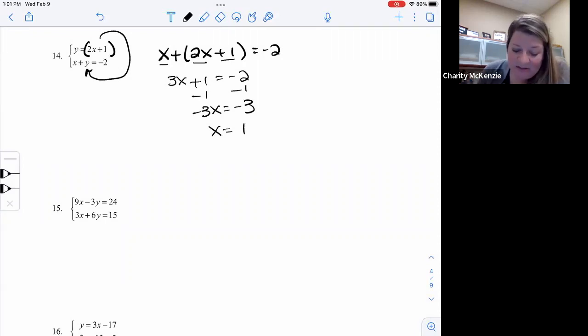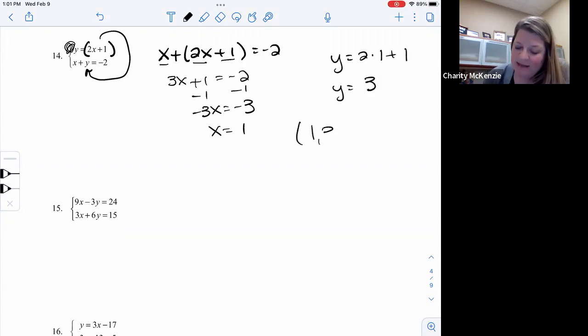I take that x is 1 and substitute it back in up here. And I would use the top one because it's actually easier in the form y equals. So y equals 2 times 1 plus 1. So y would equal 3. So our point is 1, 3.